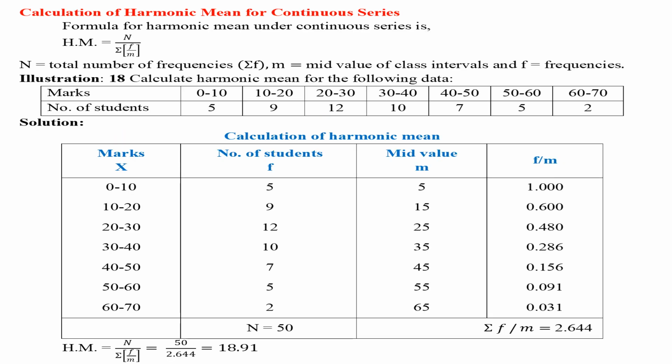Calculation of harmonic mean for continuous series. The formula for harmonic mean is mentioned here. It's noted from the table that the first column is variables, here it's marks, and the second column is frequencies, here it's number of students. In the third column, the mid-values of all variables in the first column should be calculated and recorded. In the fourth column, each frequency divided by each mid-value should be calculated and recorded. For example, 9 divided by 15 is 0.6 for the second row, then the sum of all such values should be calculated and divided by the total number of frequencies, which is 50.